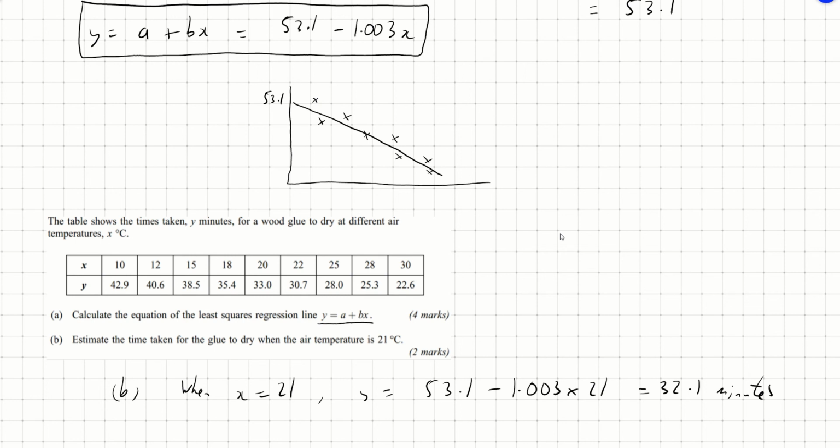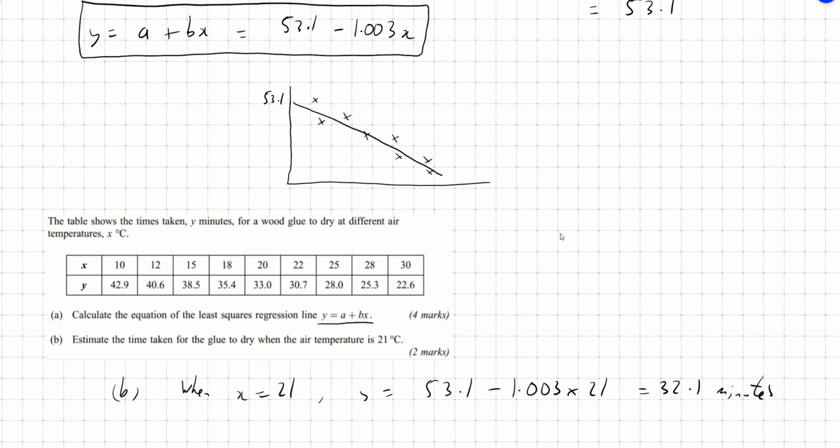So that's our estimate of how long it will take the diluted dry when the air temperature is 21 degrees. And that's the thing about regression lines. They allow us to make predictions. They're good when we're making predictions which are what's called interpolation. So if we're using a value of 21 degrees, which is within the range of x values that our original data was. So our x values went between 10 and 30, so using a value of 21 degrees to work out the temperature is reasonable.